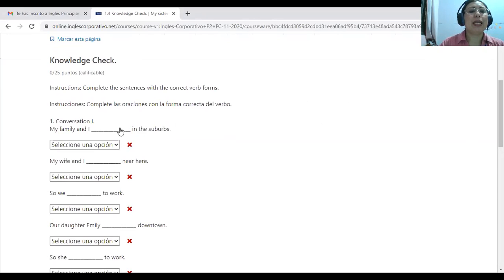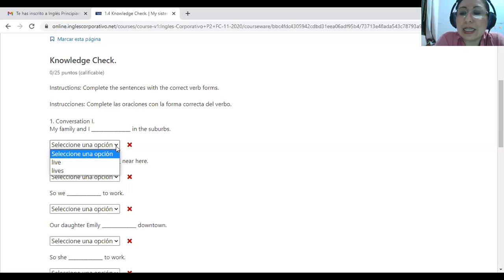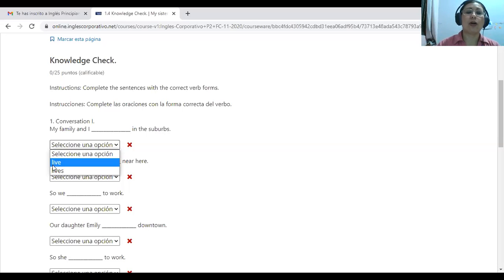And then we are advancing in a platform. So my family and I live in the suburbs. When I say my family and I, who is the subject? Cuando digo mi familia y yo, ¿quién es el sujeto? We, ¿verdad? Es we. Porque estamos hablando de my family and I. We. Nosotros. So, according to the rule, de acuerdo a la regla que acabamos de estar practicando, is live or lives? Live, ¿verdad? Porque no es he, ni she, ni it.